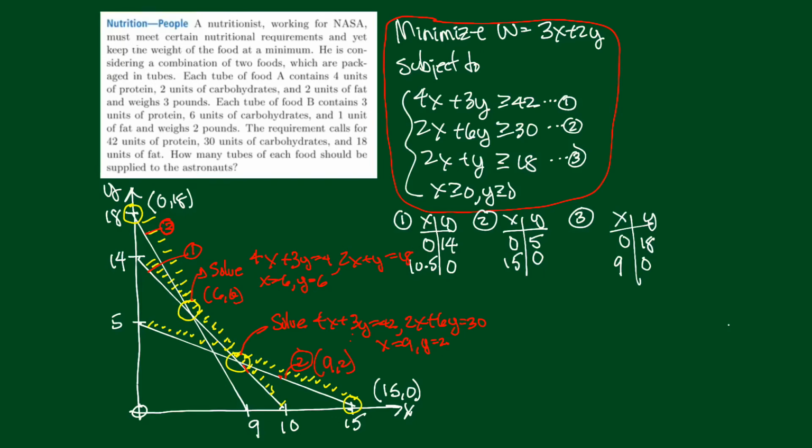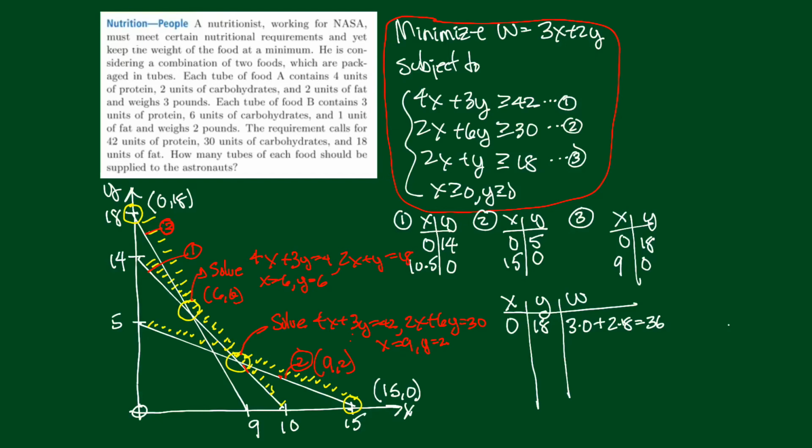Let's make a table. Find out which one's the minimum. So here's x, y, and w, the weight. So what are we going to have? I'm going to start at the left. If I start at the left, I'll take this one, this one, this one, and then this one. So up here, I'm at 0 and 18. So I'll put in 0 and 18. Now w is 3 times 0 plus 2 times 18, which is 36.